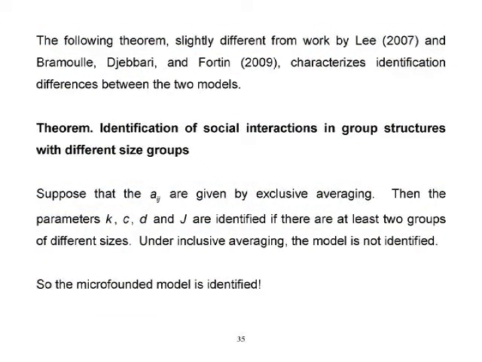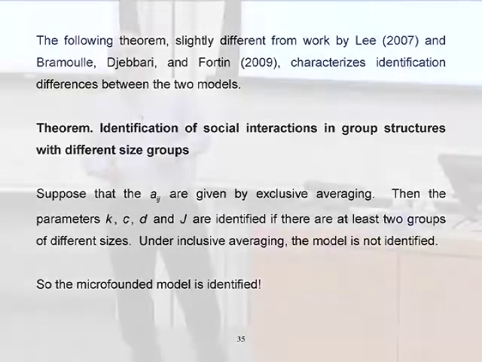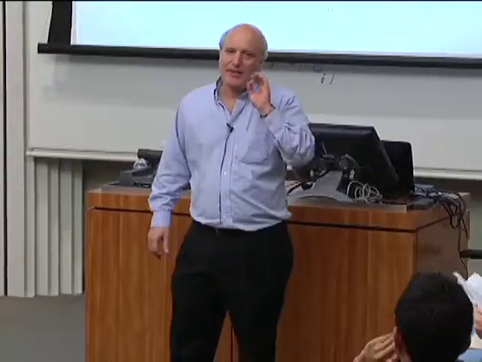Now, Hedwig has probably seen something like that before. Brian Graham has an analogous result for a model where there are no contextual effects, and it's based simply on the covariance matrix of the y's. It turns out the idea of the group size being useful for identification is ubiquitous.